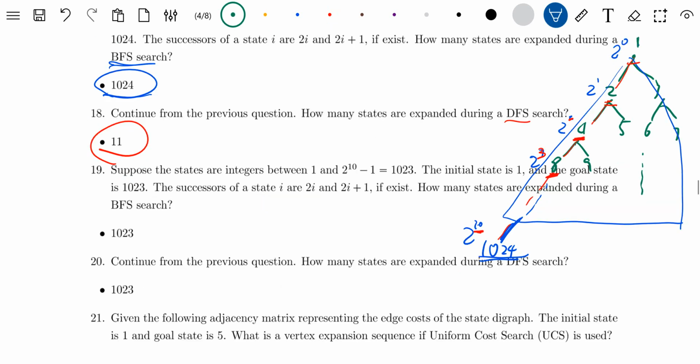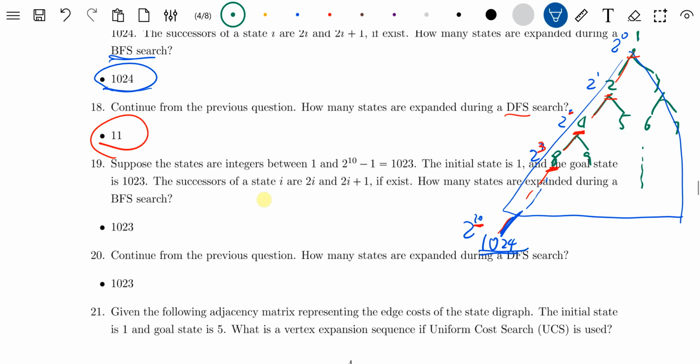So the next one is just basically repeat the same problem for 2 to the power 10 minus 1. So basically, you don't have this. So using the same logic, same pattern, BFS is going to search everything. Also, DFS is going to search everything as well, because that's basically the last entry that's searched for DFS, because everything needs to be searched before this state. So we're searching all of them as well.